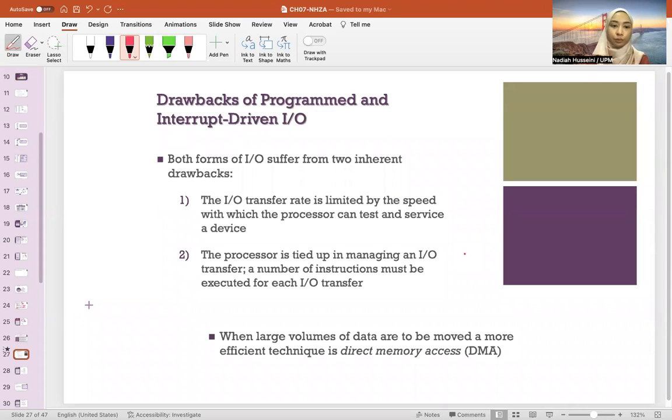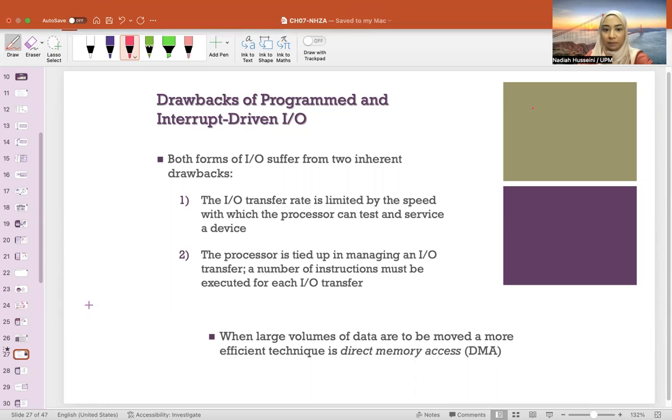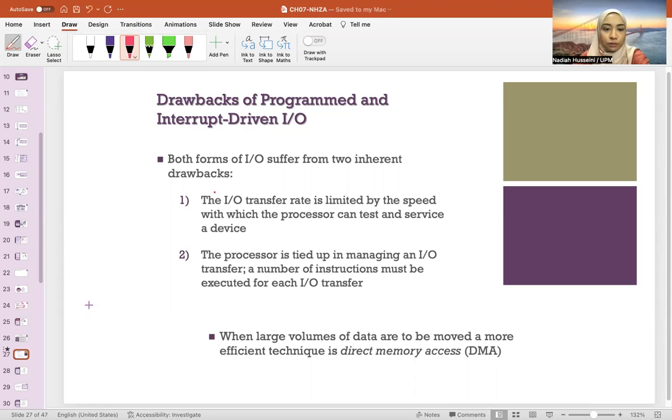So what are the drawbacks of programmed and interrupt-driven I/O before we go into DMA? We are concluding our program and interrupt-driven I/O. We have not talked about DMA yet. Both forms of I/O suffer from two inherent drawbacks. The first one is the I/O transfer rate is limited by the speed with which the processor can test and service a device. Remember, the processor has to test whether the interrupt is still there when it receives the interrupt, right? And after it has tested that the interrupt is still there, it has to acknowledge, and then it has to do the service.